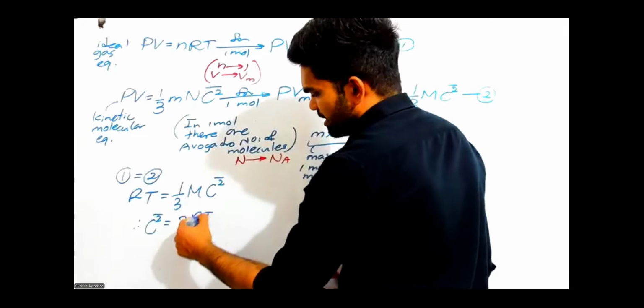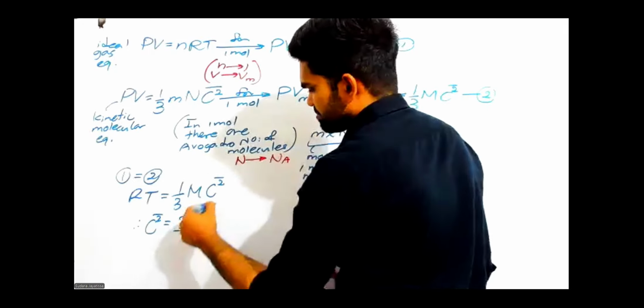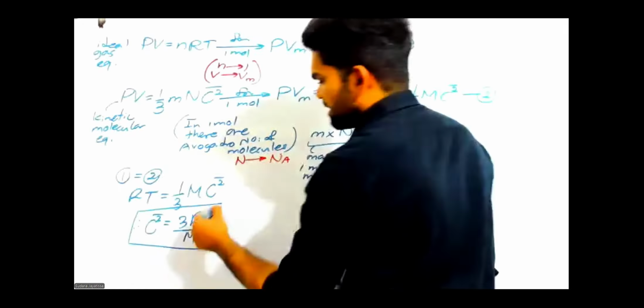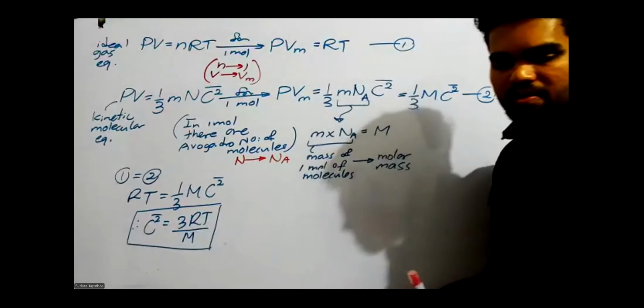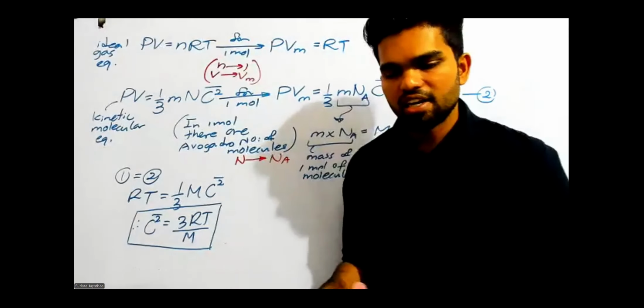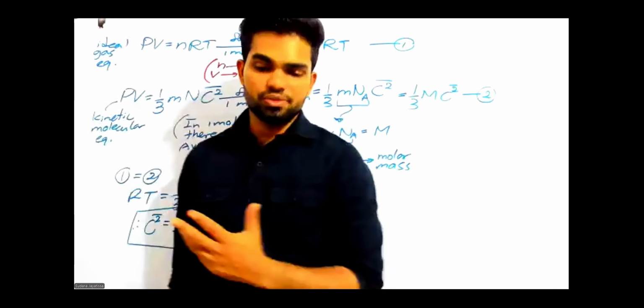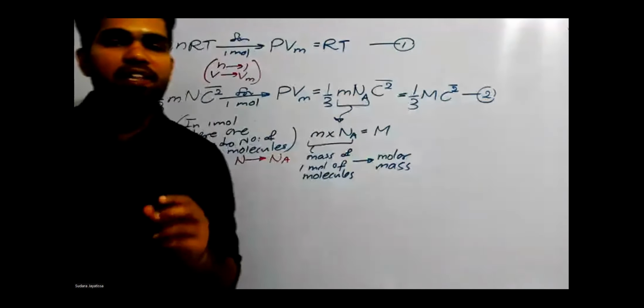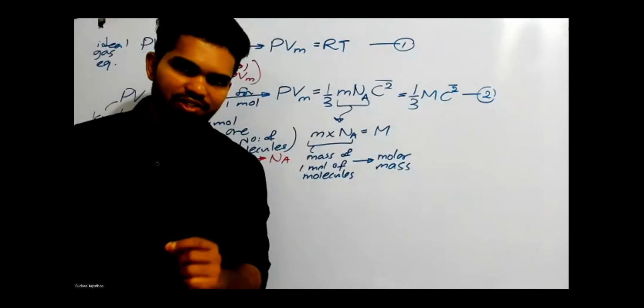3RT over capital M. Understood that one? That is how you are going to write. That is how I taught you. Understood? So then there is another way of writing this one.